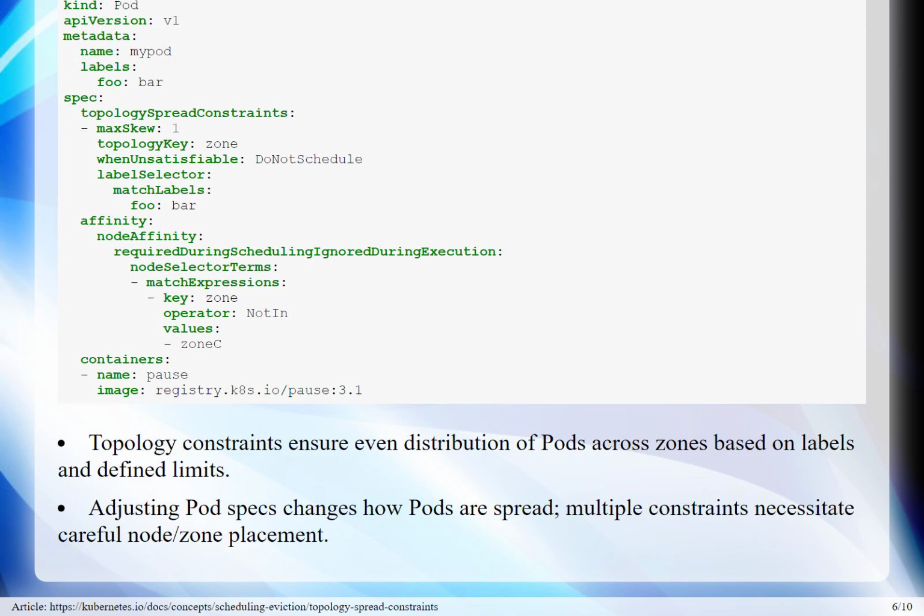Example: multiple topology spread constraints. This extends earlier examples by controlling pod spread both by node and zone. An incoming pod fulfilling all constraints must be placed specifically onto node 4. The scheduler only selects node placements satisfying all constraints. If none exists, the pod remains pending.